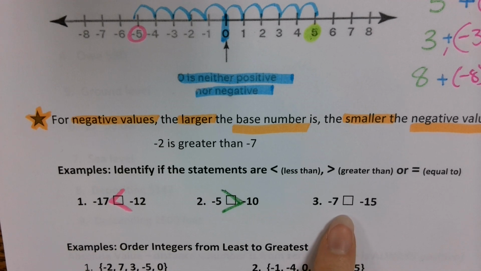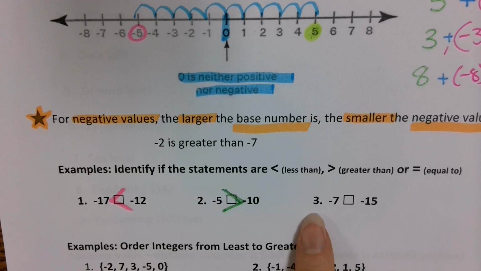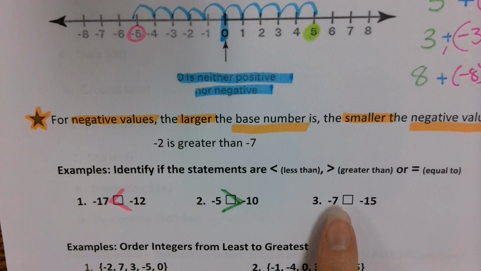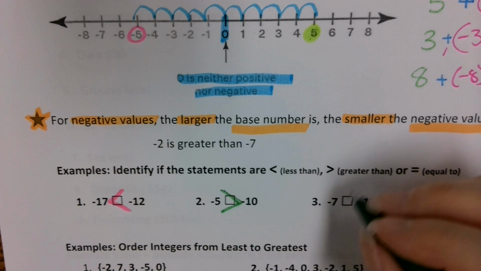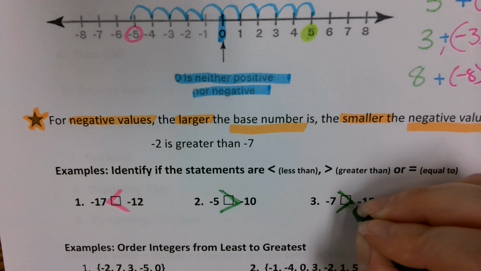All right, -7 compared to -15. Which one of those is closer to 0? -7. -7 is closer to 0. So that means -7 is going to have the mouth opened up to it. So this is also a greater than symbol.